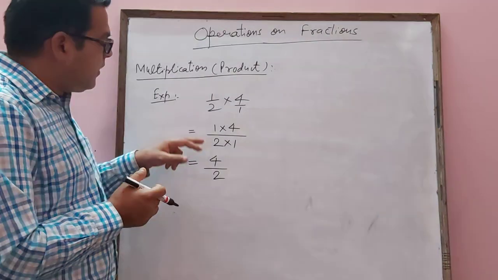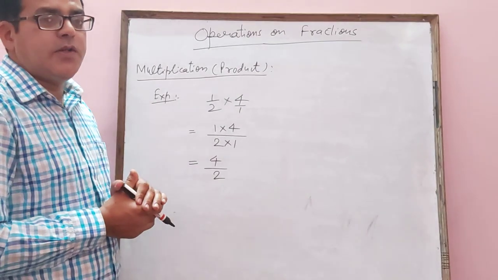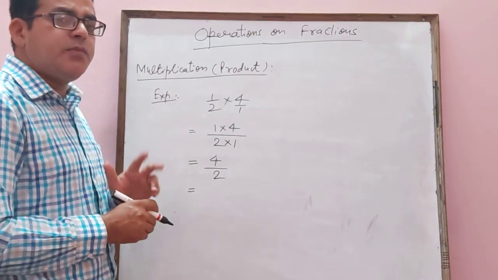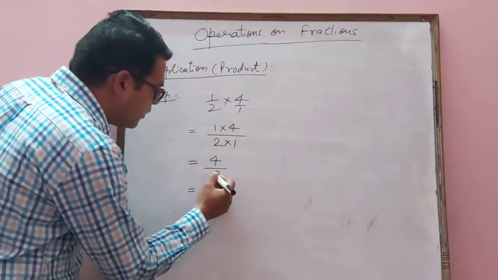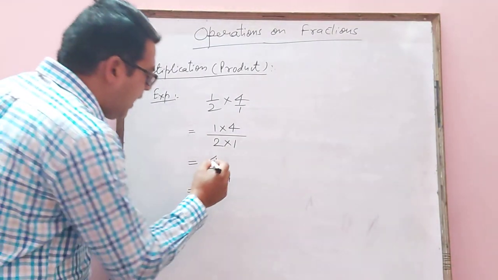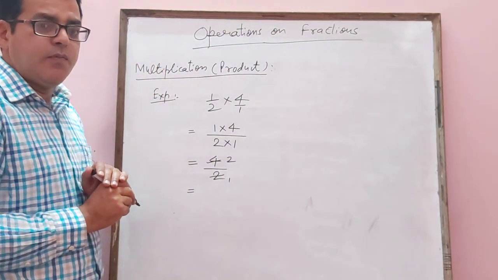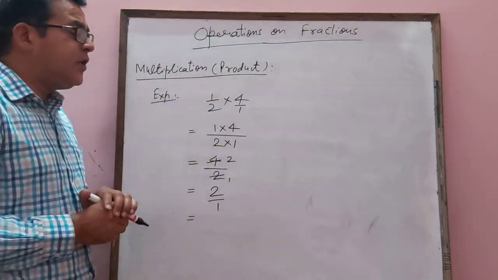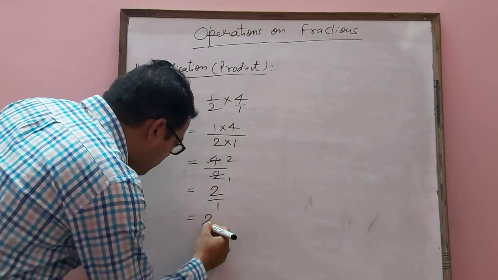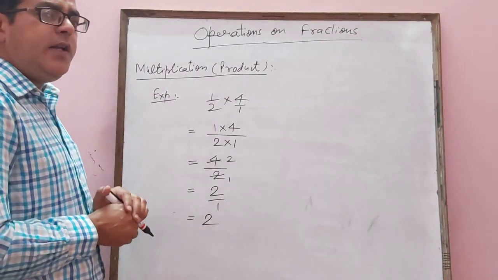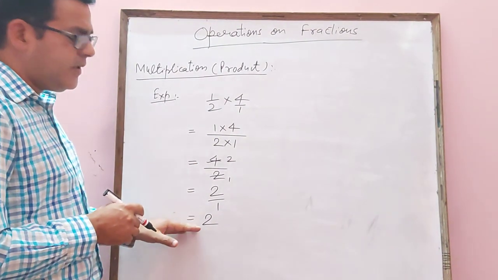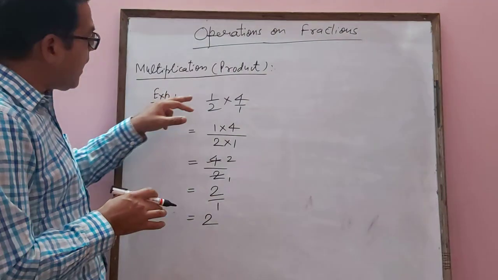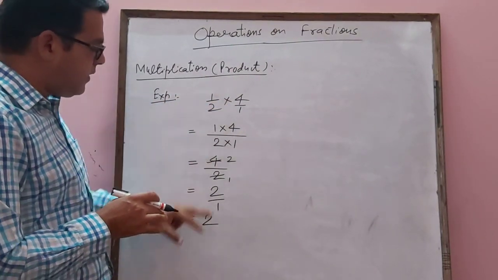It means 4 and 2 are both divisible by 2. So we can simplify it by dividing both the terms by 2, since 2 is common. We can cut it by 2 one time, and by 2 we can cut 4 two times. 2 2s are 4 and 2 1s are 2. So we can write it as 2 by 1. Right? So 2 by 1 means 2 only, since the denominator is 1, so we can write it in the form of the numerator only. So the answer is 2. It means the product of 1 by 2 and 4 is 2.